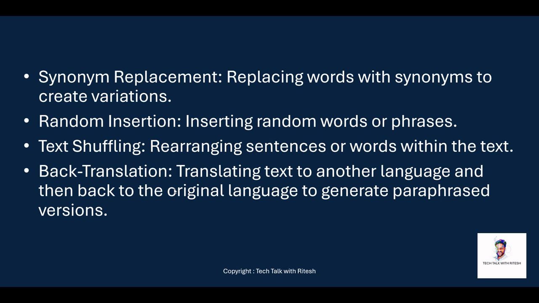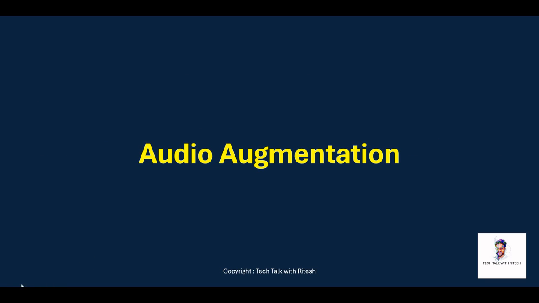Next is text augmentation. Synonym replacement, replacing words with synonyms to create variations. That's amazing, right? We have a word, we just create another one with a synonym. Random insertion, inserting random words or phrases. Text shuffling, rearranging sentences or words within the text. Back translation, translating text to another language and then back to the original language to generate paraphrased versions. Next one is audio augmentation.